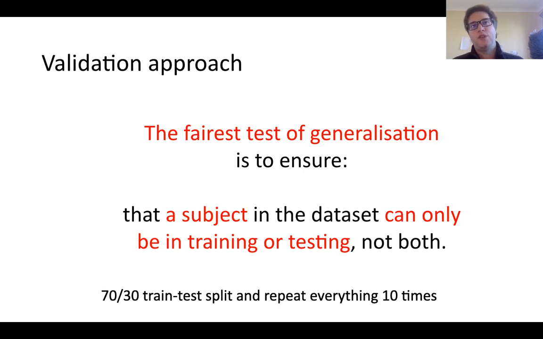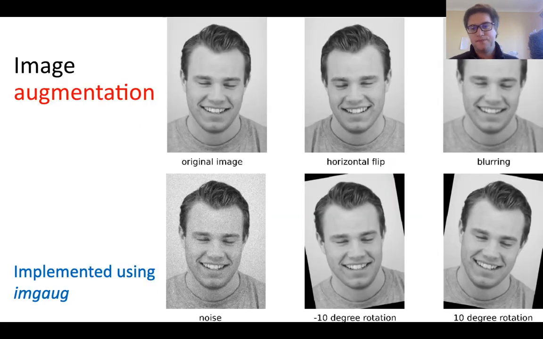So how do we validate our approach? Well, the fairest approach to validating in terms of testing generalization ability is to ensure that a subject is only used in training and not in training and testing. So if a subject is present in training, then the same subject should not be present in testing. So this is the most fair approach. And so we took that approach, and we also had a 70-30 split between the number of images in training and testing. And then we repeated everything 10 times and averaged our results.